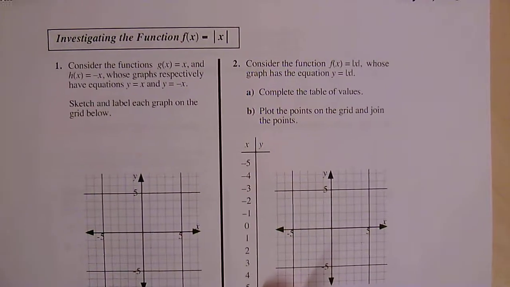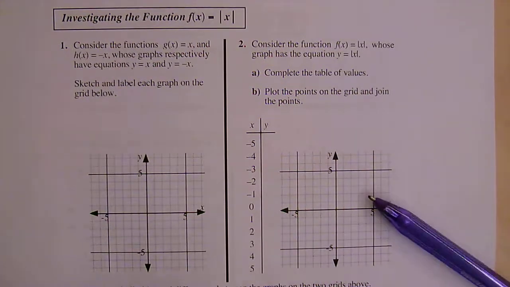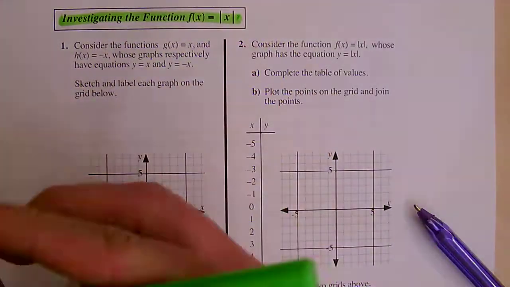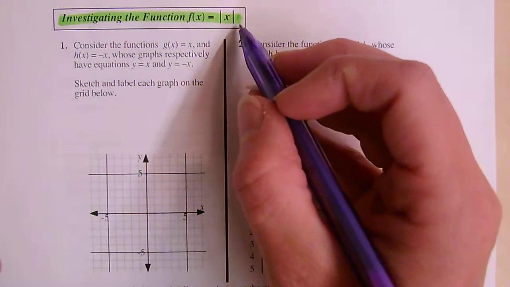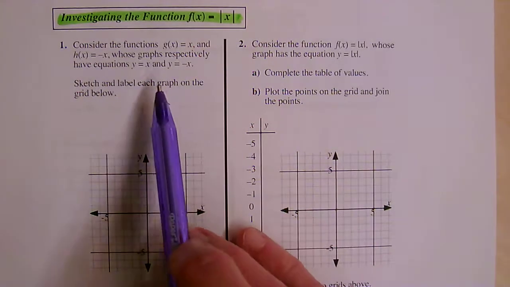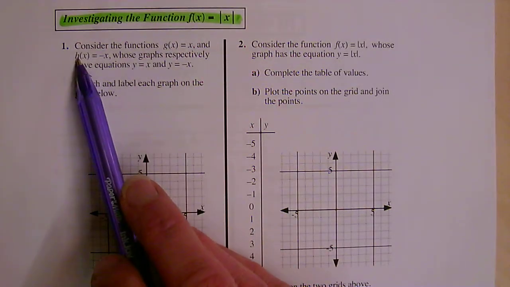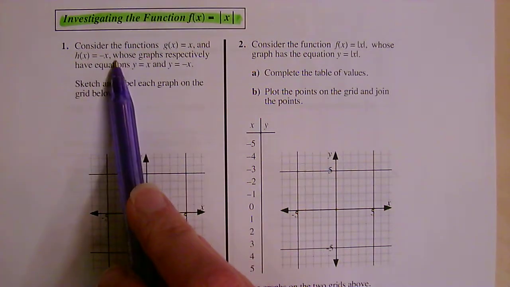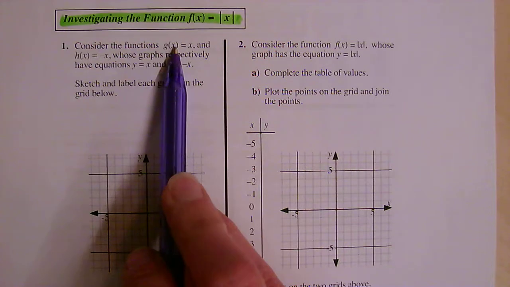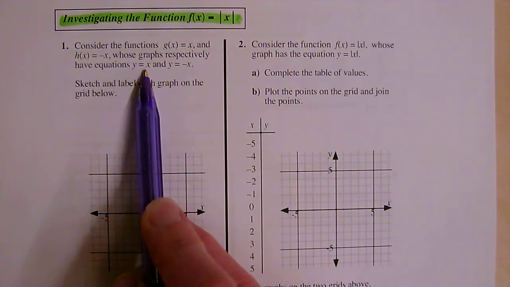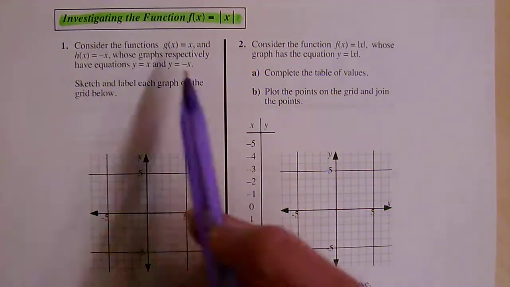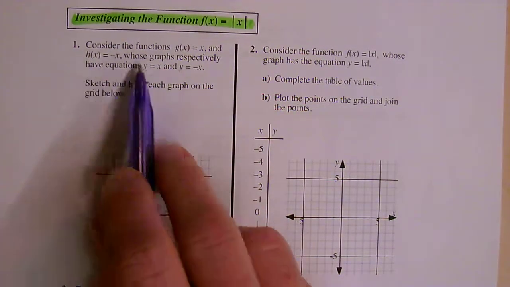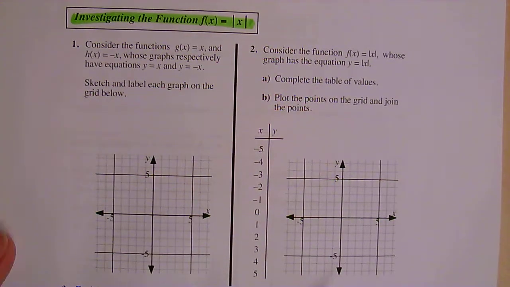Now we're going to bring in the graphs. We're going to look at functions. The function f of x is equal to the absolute value of x. And we're going to look at g of x and h of x. g of x is equal to positive x, h of x is equal to negative x, and their graphs respectively are just going to be y is equal to x and y is equal to negative x. So sketch and label each graph on the grid below.